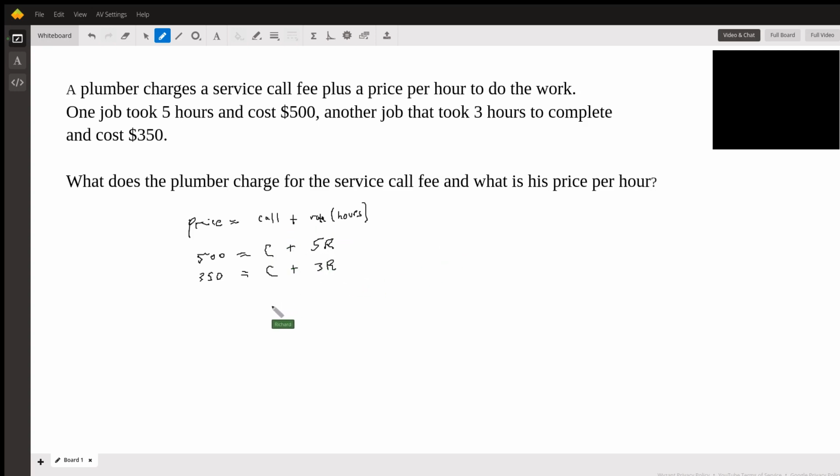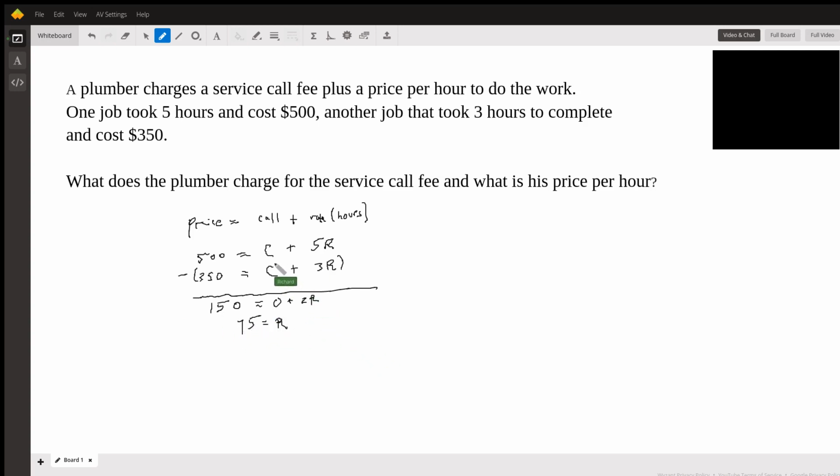To solve this, we can do any number of things, but I'm just going to subtract them. So I'm going to subtract this bottom equation from the top one. And I get 150. Now the C's, it's C minus C, which is 0. 5R minus 3R is 2R. So that tells us his hourly rate is $75 an hour, 150 over 2.